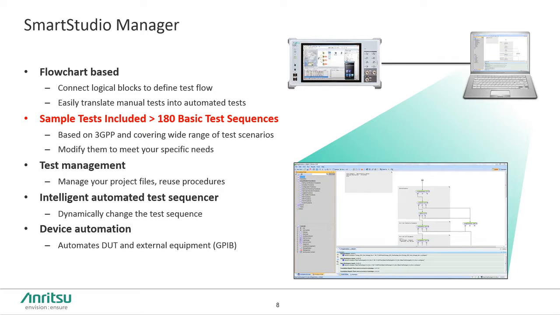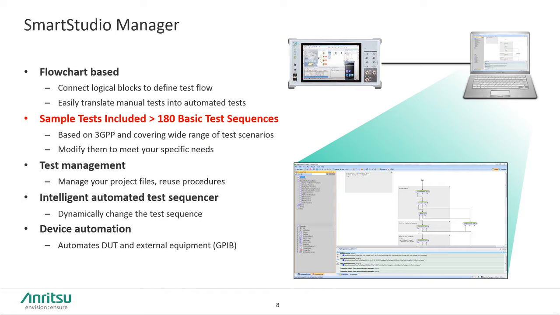Now about SmartStudio Manager. It's flowchart based software where the test flow is created by connecting logical blocks. With such operation, you can easily translate manual tests into fully automated operation. SmartStudio Manager includes a basic test package containing 180 test cases covering most common test scenarios for testing mobile devices. This gives the user the advantage of having the test cases ready to run from the very first point after the installation of SmartStudio Manager. These test cases can be directly executed or modified per user needs to meet specific requirements.